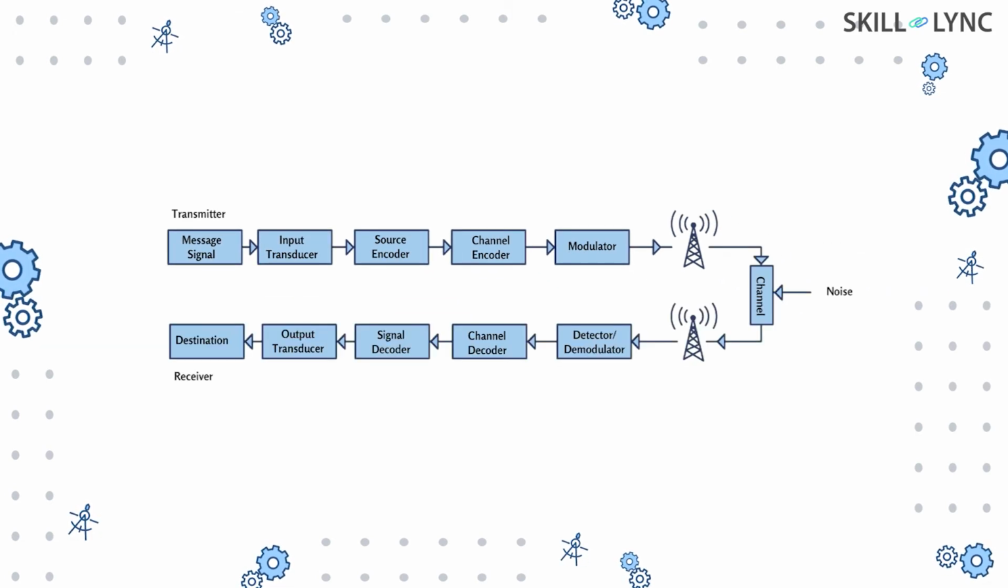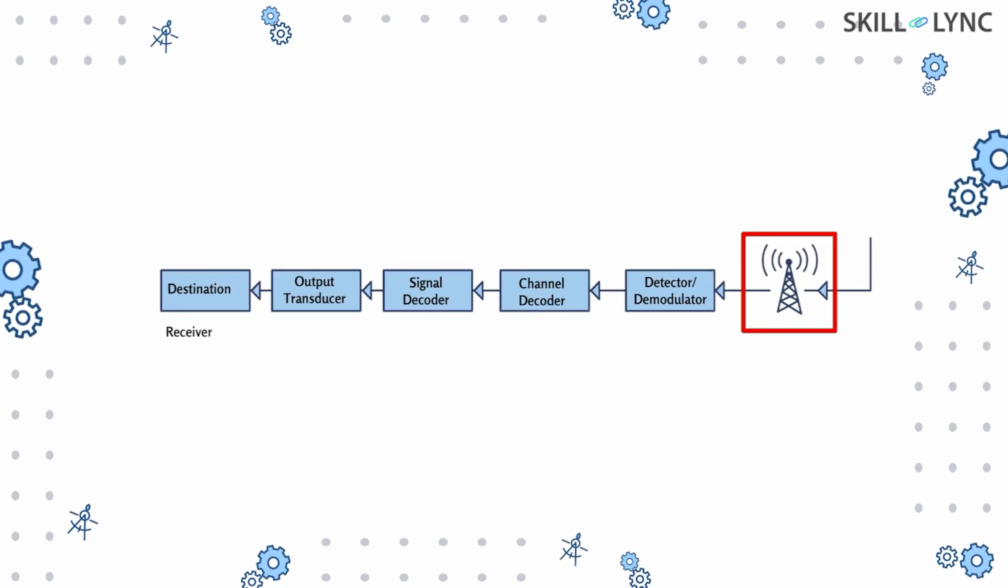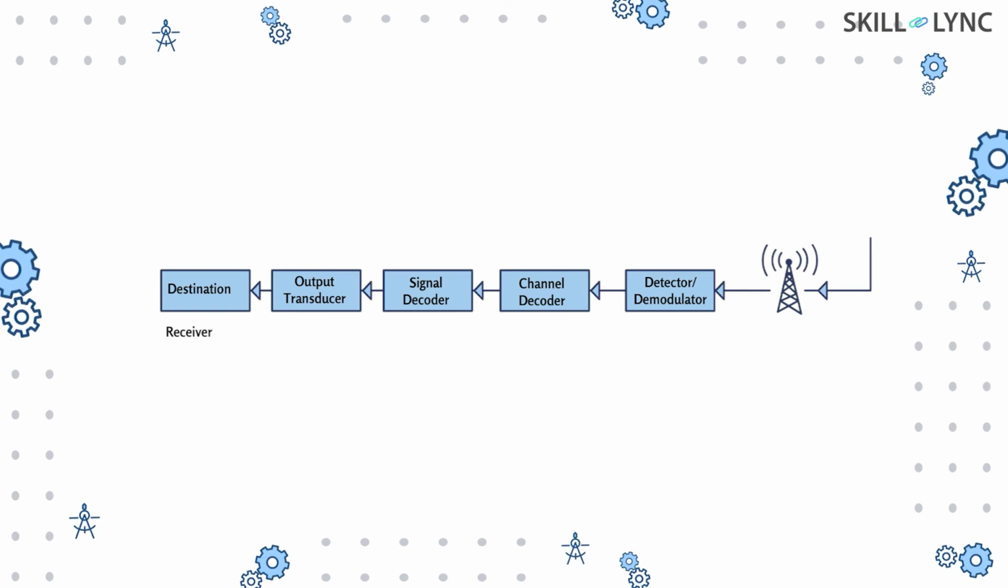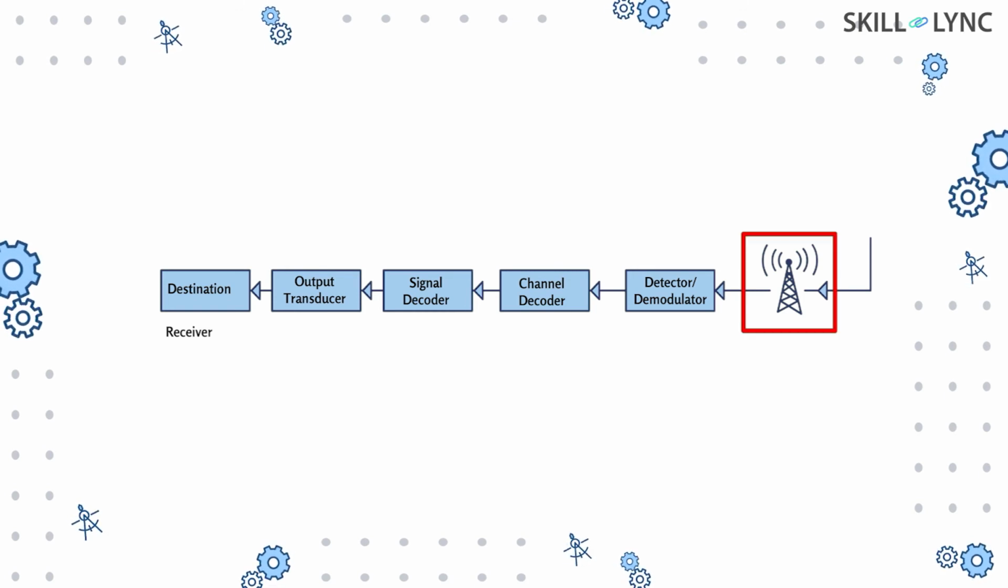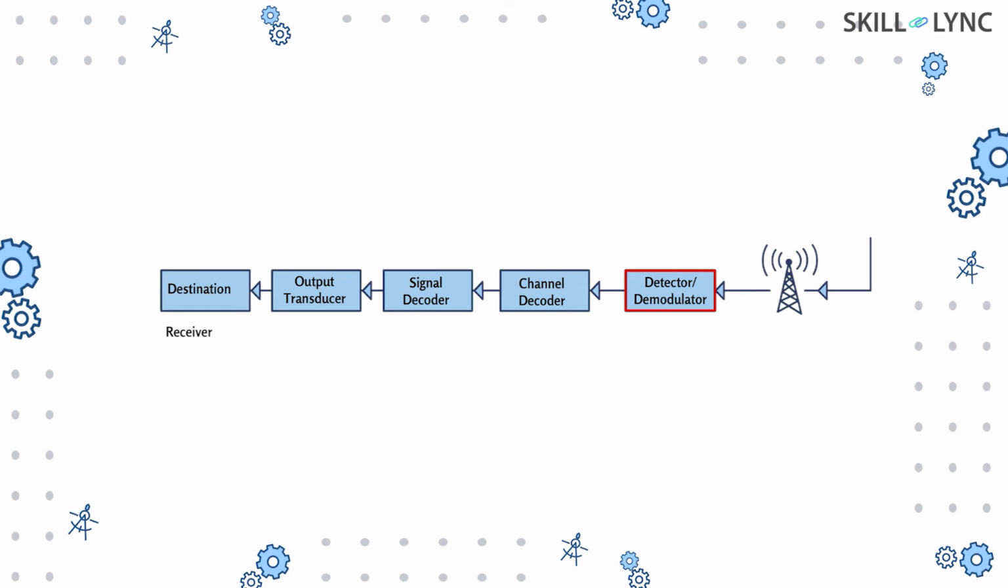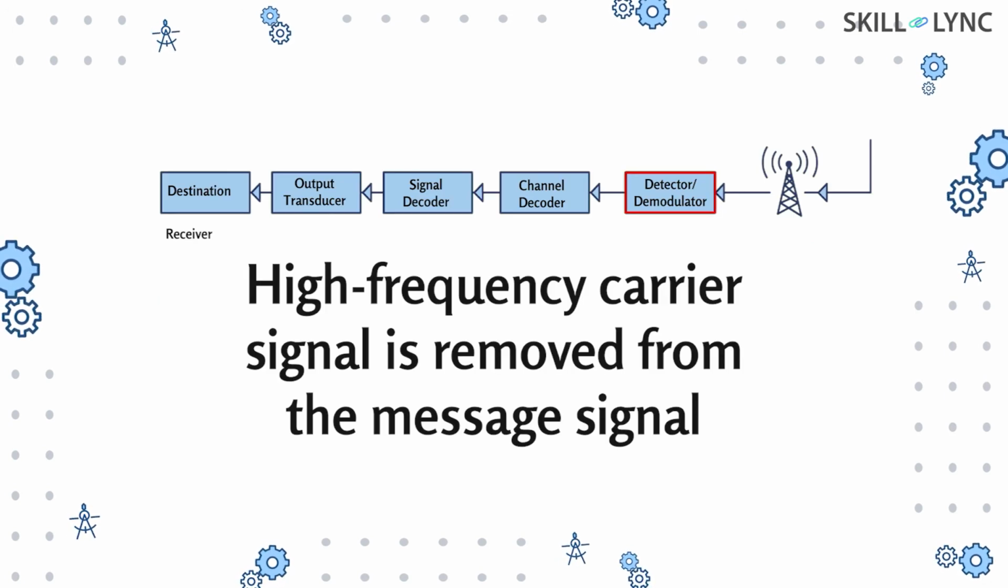From the channel, the signal is received at the receiver antenna. While the data is being transferred through the channel, there are chances that it may encounter unwanted disturbances called noise. And once the signal is received by the receiver, the reverse process of what occurred at the transmitter takes place. The signal is received at the receiver, and after this, the signal is demodulated. The high-frequency carrier signal, which was mixed with the message signal at the modulator stage, is removed.